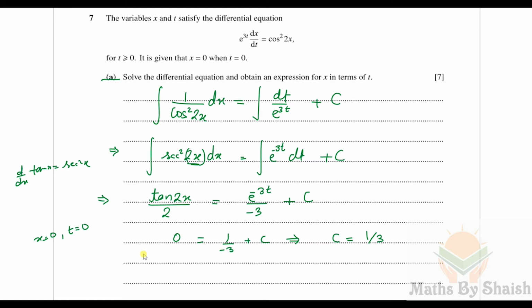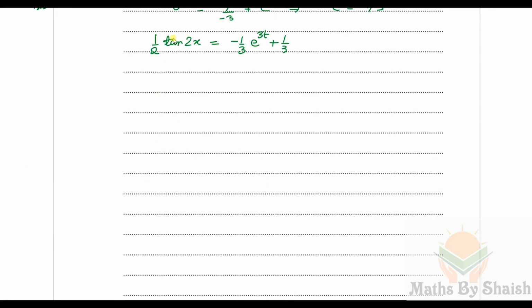We'll transfer it to the other side, and hence we got the solution in the form of x and t: 1 by 2 tan 2x is equal to minus 1 upon 3 e raised to the power 3t plus 1 by 3. Now the next part is to obtain an expression for x in terms of t. So let's arrange them so that we can get x on one side. So we have tan 2x here, and here it is 3t, so I'll take 1 upon 3 common, and it becomes minus e raised to the power minus 3t plus 1.